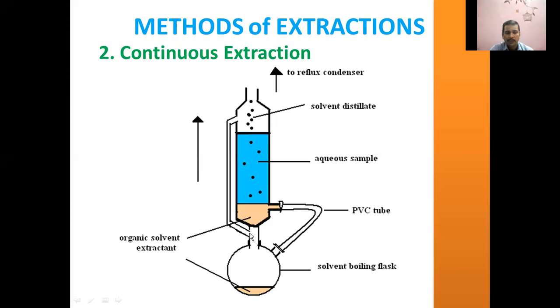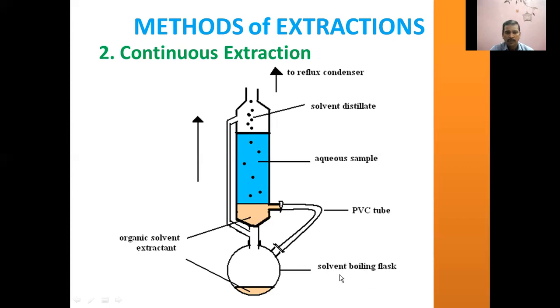And this has two provisions. One is outlet, another one is inlet. Outlet is for the solvent vapors. Inlet is for the condensed organic solvent in the liquid form after its interaction with the aqueous phase. Then it will come back to the solvent reservoir.